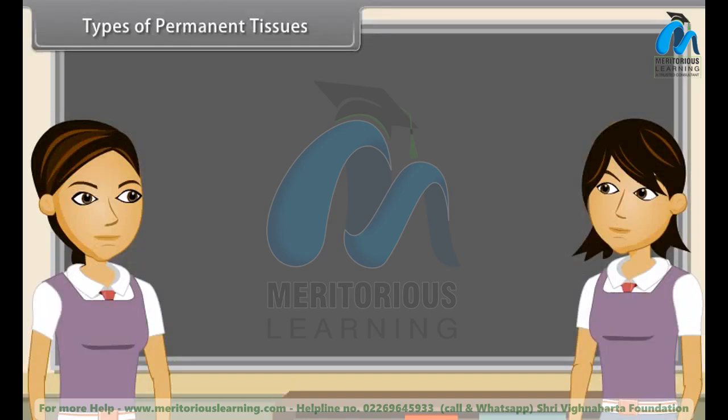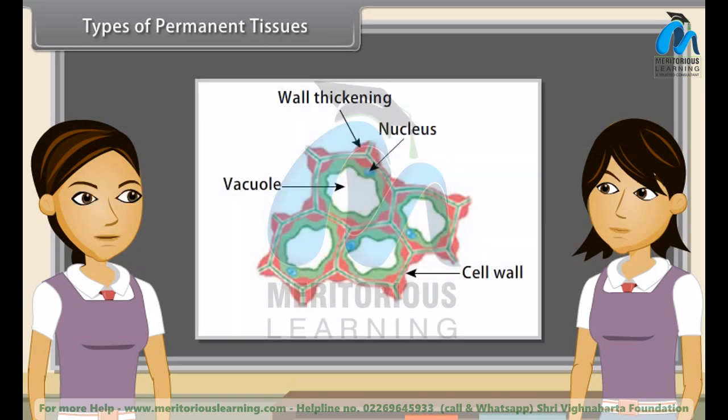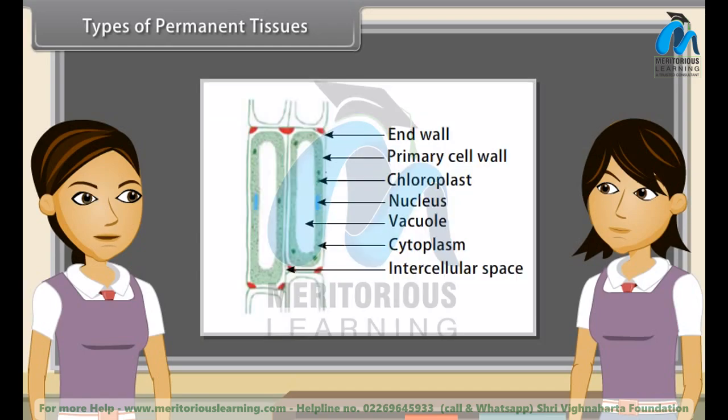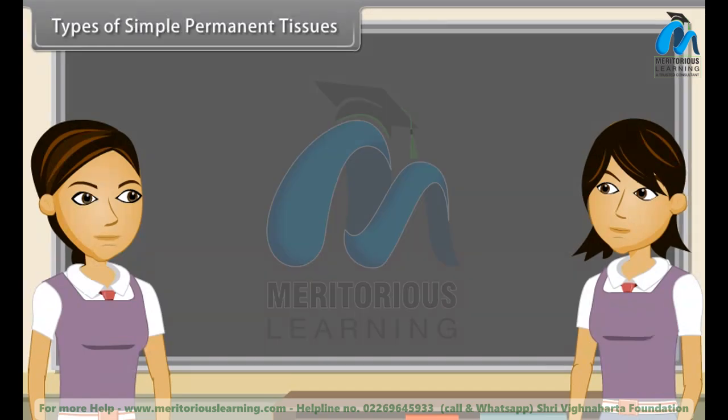Types of permanent tissues. Permanent tissues are of two types on the basis of nature of cell: simple permanent tissues and complex permanent tissues. Simple permanent tissues are composed of cells which are functionally and structurally similar. Types of simple permanent tissues. On the basis of nature of cells, simple permanent tissues are of three types: Parenchyma, Collenchyma and Sclerenchyma.